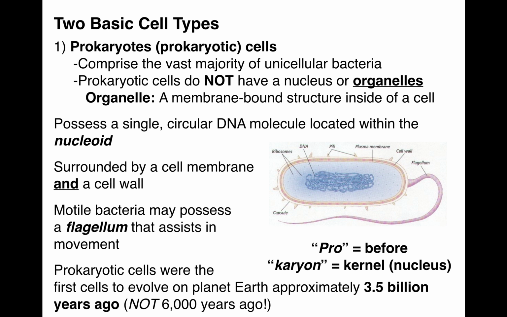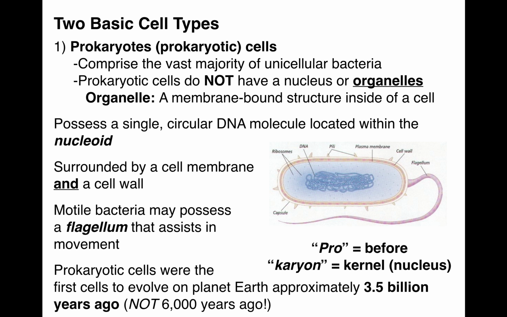So a little bit more on prokaryotes, or prokaryotic cells. All bacteria on planet Earth are prokaryotic. And as you saw in the previous slide, all prokaryotes lack a nucleus, and they also lack organelles. What is an organelle? An organelle is simply a membrane-bound structure on the inside of the cell. The nucleus is an example of an organelle. There are others. Perhaps you're familiar with the mitochondrion or the chloroplast. Those are also examples of organelles.